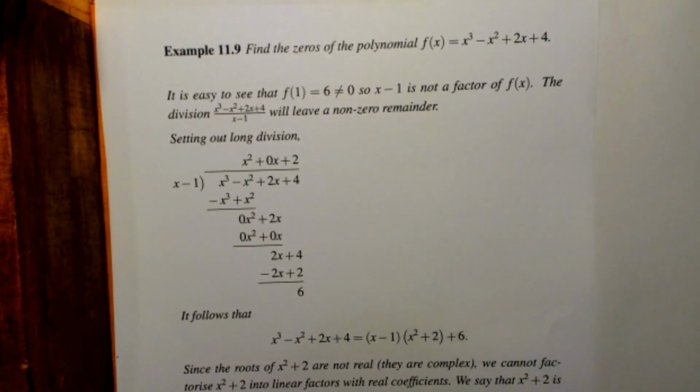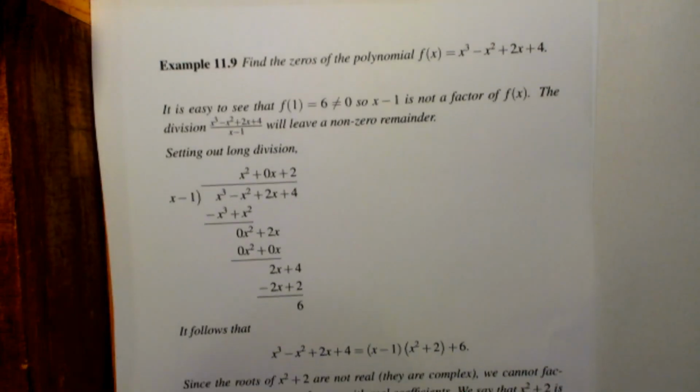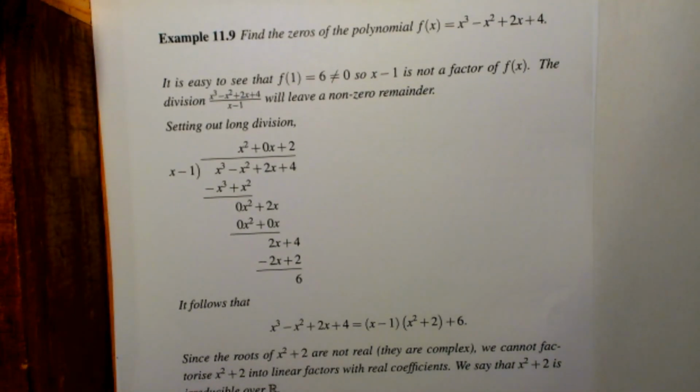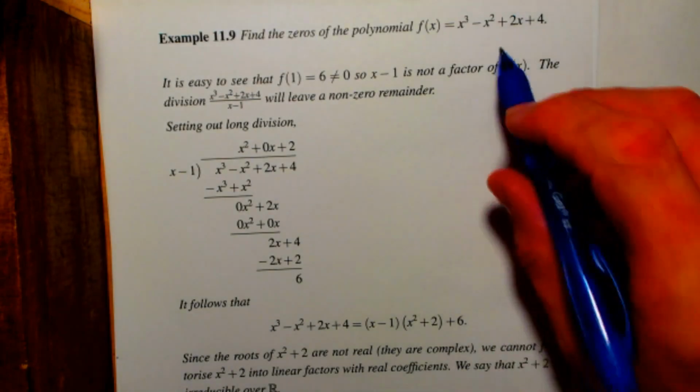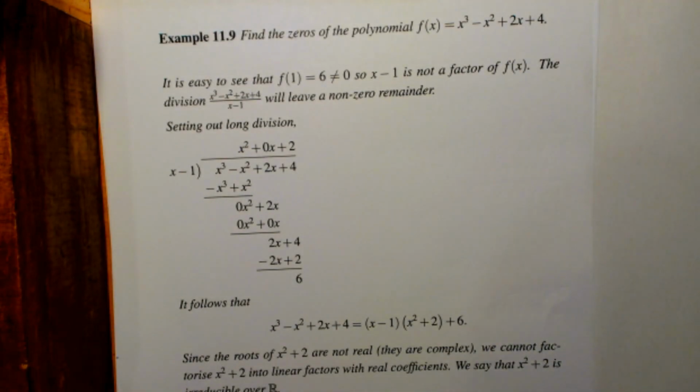Okay, let's move on to the next and last page for this video. Find the zeros of this polynomial. It's a cubic. Okay, so it's easy to see that f of 1 is no good because it gives us 6, which is non-zero, so x minus 1 is not a factor. That division will leave a non-zero remainder.